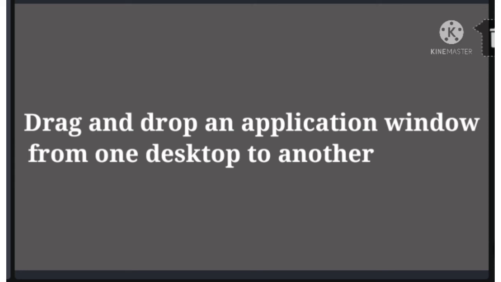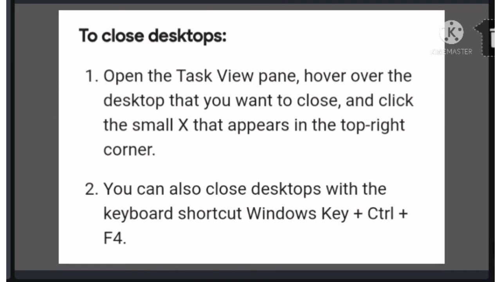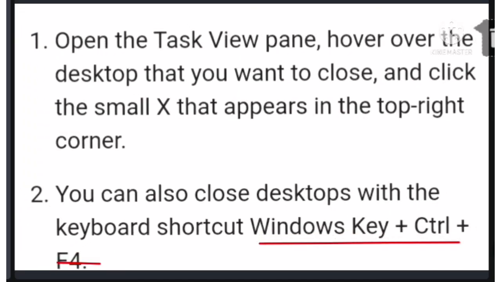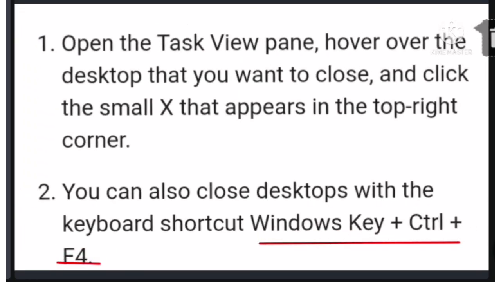If you want to close a desktop, just open the task view pane and place the mouse pointer on the desktop that you want to close. After that, click on the close button. Or else you can use this shortcut key combination to create a new blank desktop, that is Windows key plus Control plus D. And you can press Windows key plus Control plus F4 to close the current desktop. And that's about different features of Microsoft Windows 10.